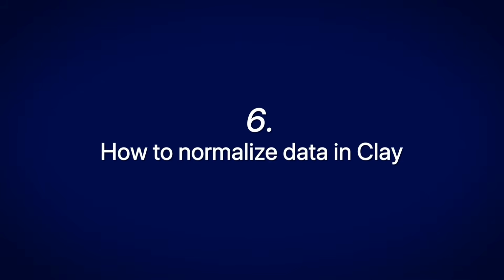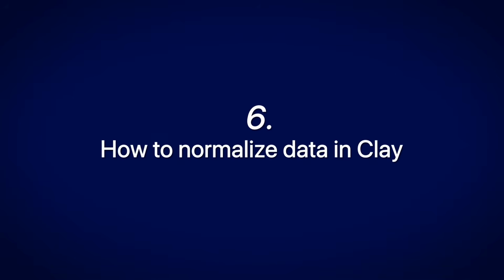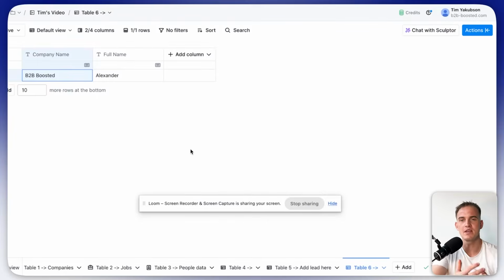Now, very briefly, let's talk about how you can use Clay to normalize data. A lot of the time you would import data like the company name and the full name, as you can see inside of my Clay table right now. However, a lot of the time the company name could be way too formal. For example, it could be something like B2B Boosted Limited INC, which is obviously not a conversational enough way to name drop the company in an email. And also a lot of the time you may want to relax the full name from Alexander to Alex, for instance.